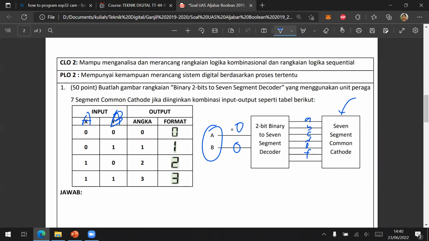How about 1 and 0? It's supposed to show the value of 2. How about 1 and 1? It's supposed to show the value of 3. How do we do it?